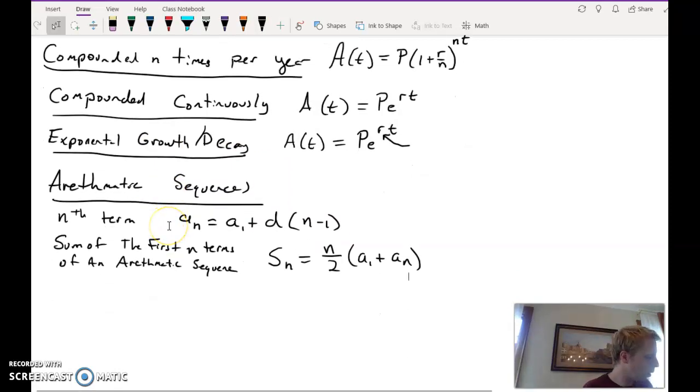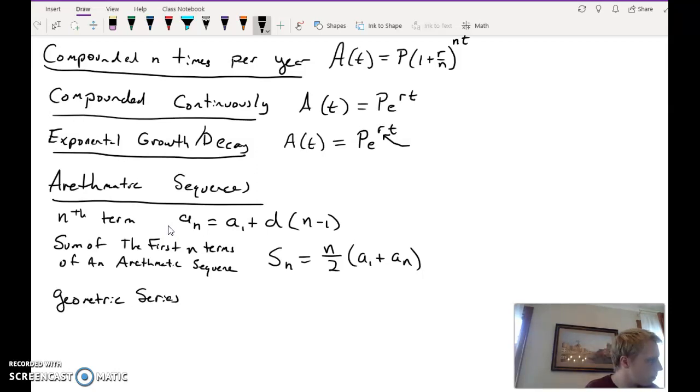And then we had a couple formulas for geometric series. To find the nth term, it is going to be our first term times r to the n minus 1 power, where r is our common ratio. Remember, we can calculate the common ratio by dividing the second term by the first term, or any two subsequent terms.